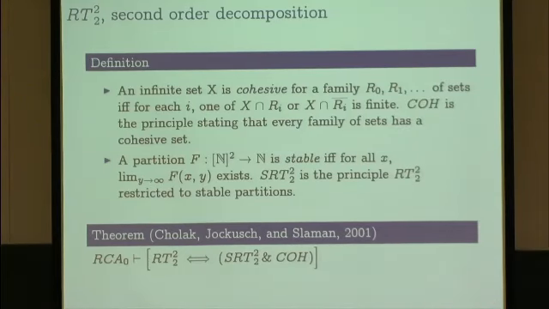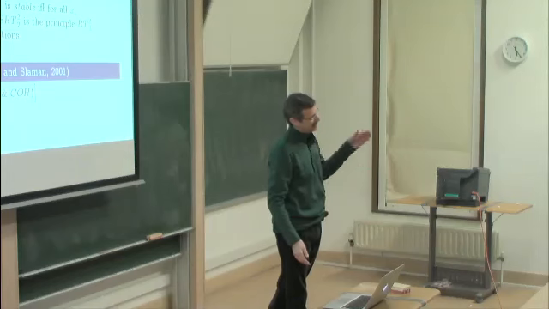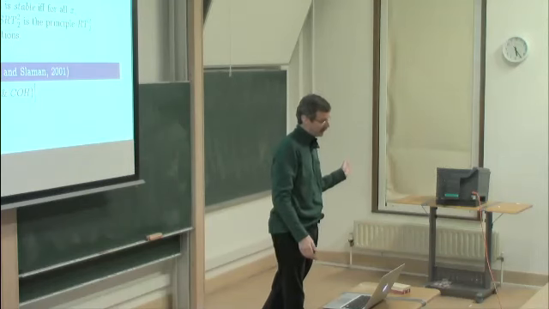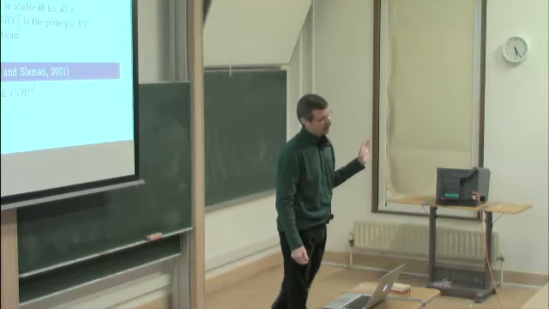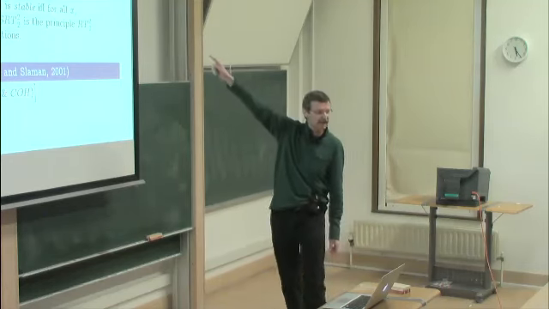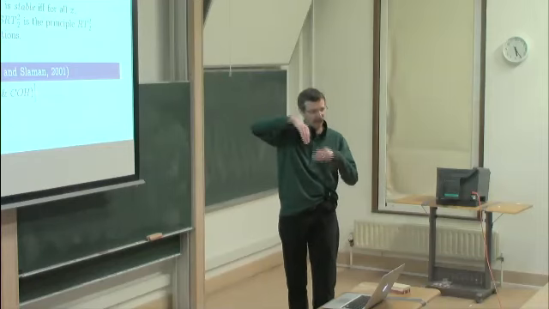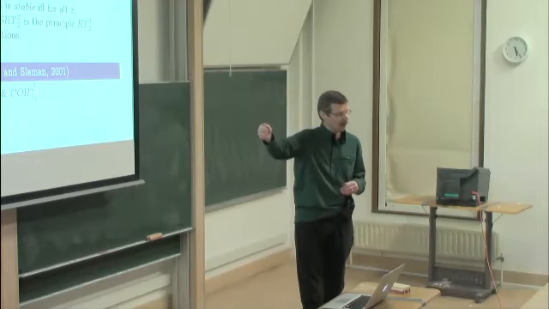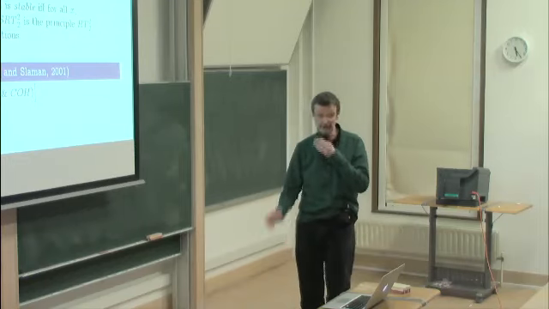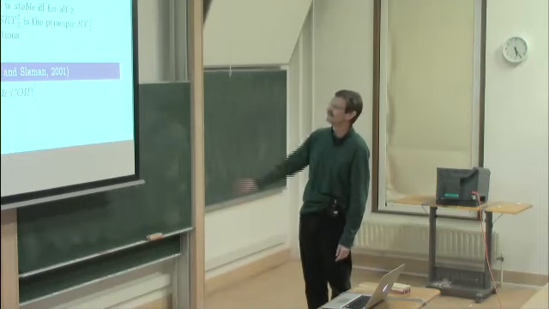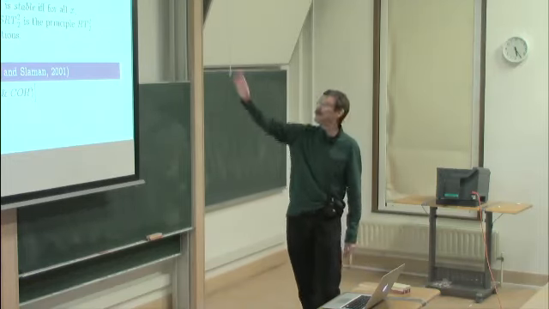An infinite set is cohesive. I have some array of sets, R0, R1, etc. X is cohesive for that array if for each element of the array, X is eventually contained in or eventually disjoint from that element of the array. So X as a set is measuring every one of those R's as either large because it contains almost all of X, or small because it avoids almost all of X. So the principal filter defined by X is measuring all of those sets.